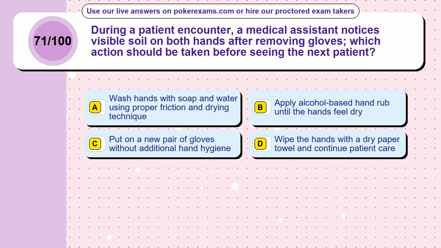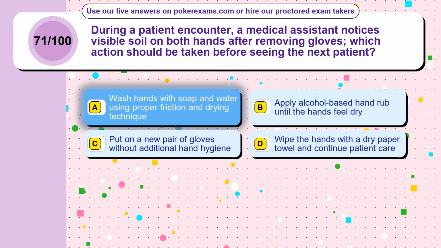Question 71. During a patient encounter, a medical assistant notices visible soil on both hands after removing gloves. Which action should be taken before seeing the next patient? Option A. Wash hands with soap and water using proper friction and drying technique. Option B. Apply alcohol-based hand rub until the hands feel dry. Option C. Put on a new pair of gloves without additional hand hygiene. Option D. Wipe the hands with a dry paper towel and continue patient care.